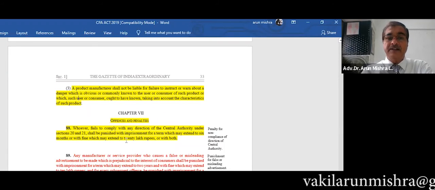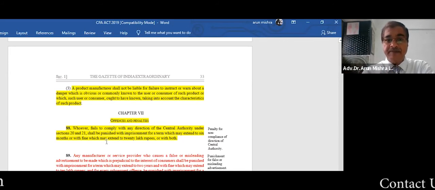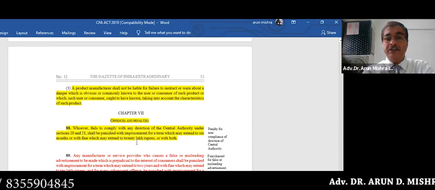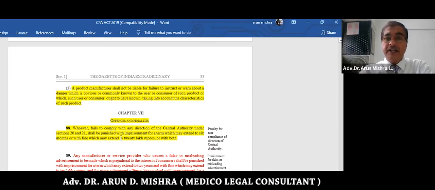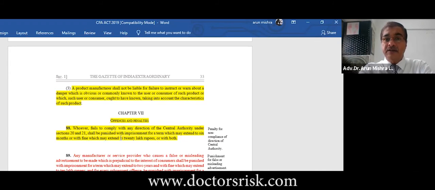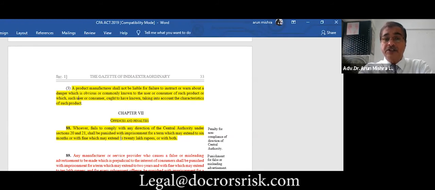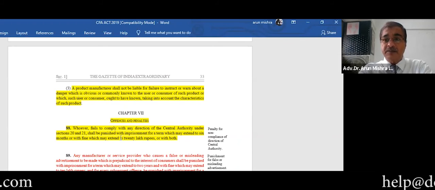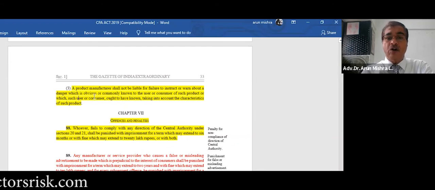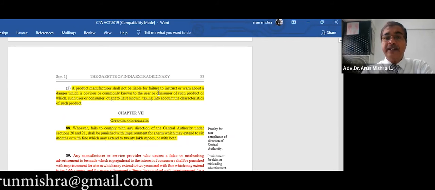Now, what are the offenses and penalties? Whoever fails to comply with the direction of the central authority, we have seen CCPA under Section 20, shall be punished with imprisonment for a term which may extend to 6 months or with a fine which may extend to 20 lakh rupees, or both. So CCPA has been empowered to look after misleading advertisements, look after the product, look after duplicate or spurious or poisonous products, or a warning which has not been given. Lots of power has been given to CCPA. And CCPA is also empowered to give punishment, now also in the form of jail. So 6 months jail punishment with a 20 lakh rupees penalty.